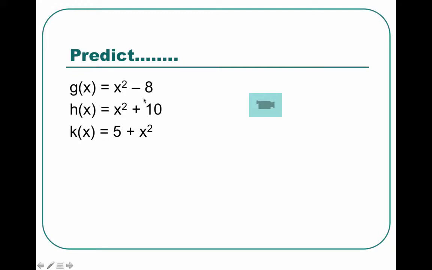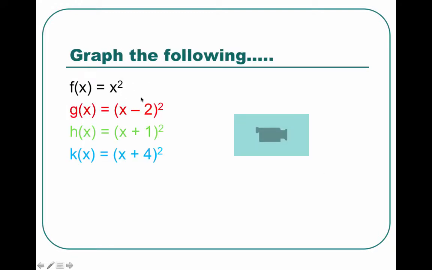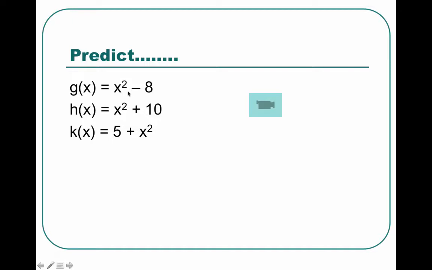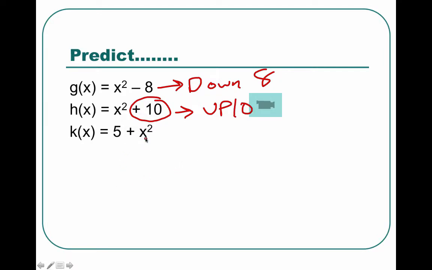And now we could make a conjecture that says y equals x squared minus 8, I believe that the g of x function is going to go down 8 units. This guy right here is going to make it go up 10 units. And uh-oh, they tried to trick you. Put the 5 out front. That's the same as x squared plus 5. And we could go up 5 units. We could graph those on our graphing calculator and make sure that that is the case. Feel free to do that on your own.